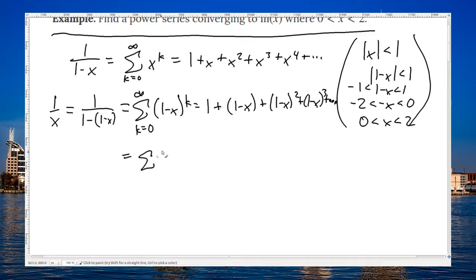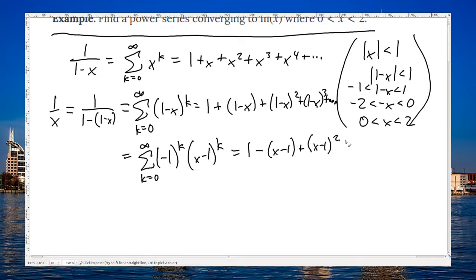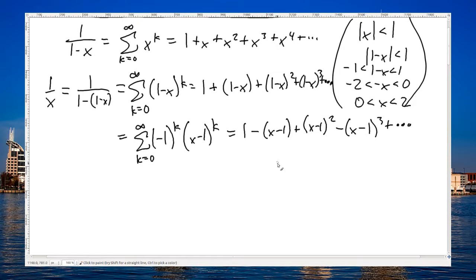We could rewrite this as, instead of 1 minus x, we could write that as negative 1 to the k, factoring out that negative 1, x minus 1 to the k, k equals 0 to infinity. And now if we write out the terms, we'll still start with a 1 minus x minus 1 plus x minus 1 squared minus x minus 1 cubed, so on and so forth. And that might make integration and differentiation a little bit easier now that we have no coefficient on that x.